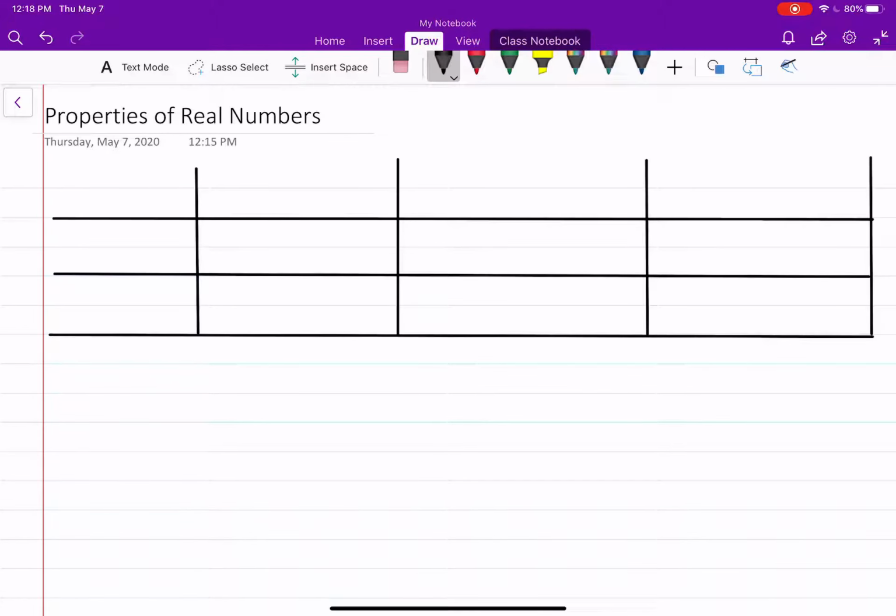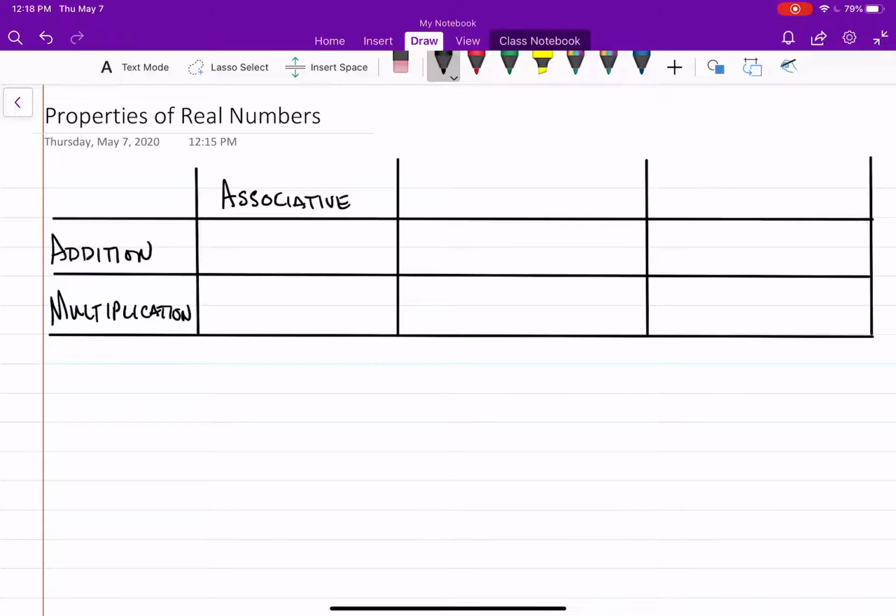All right, so we are talking today about the properties of real numbers. First off, some of the properties are specifically for addition, and some of them for multiplication. The properties are associative: the associative property of addition and the associative property of multiplication.